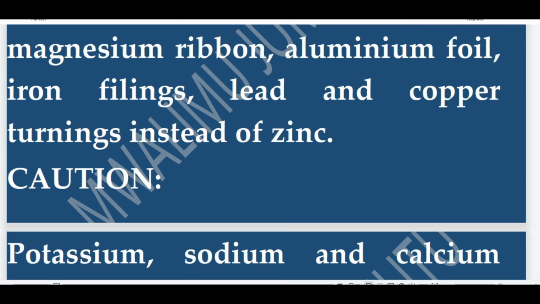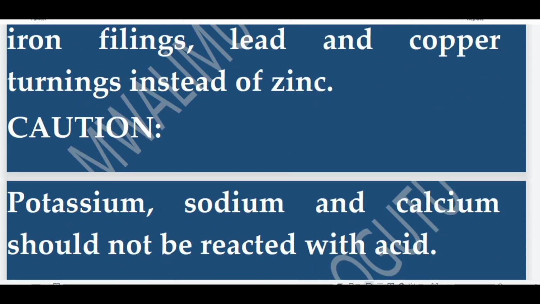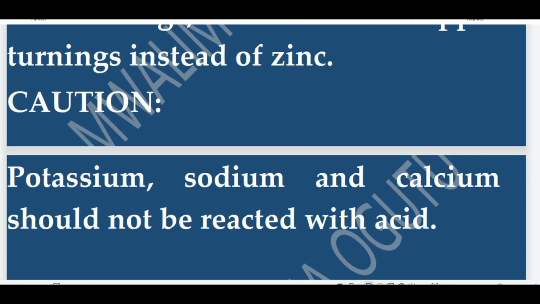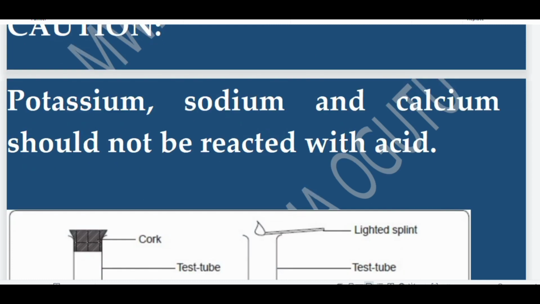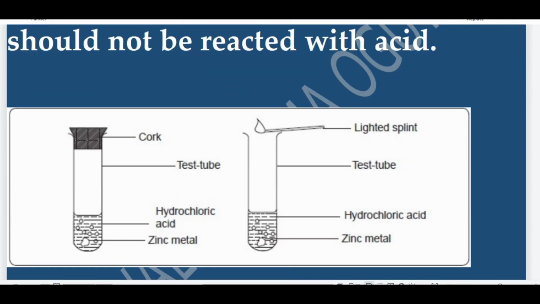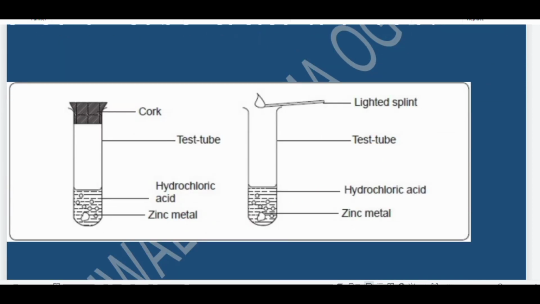Potassium, sodium and calcium should not be reacted with acid. These are some of the metals that react explosively with acid, so they should not be reacted. So this is how we carry out the experiment, having a boiling tube with the zinc granules. We add dilute hydrochloric acid.